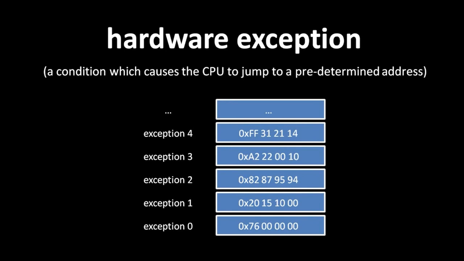For example, division by 0 is an illegal operation, and so when a program performs a division instruction with 0 as the denominator, the CPU may trigger a hardware exception, jumping execution to the handler for that type of exception. By this mechanism, the exception handler of the operating system can then decide what to do about the situation.